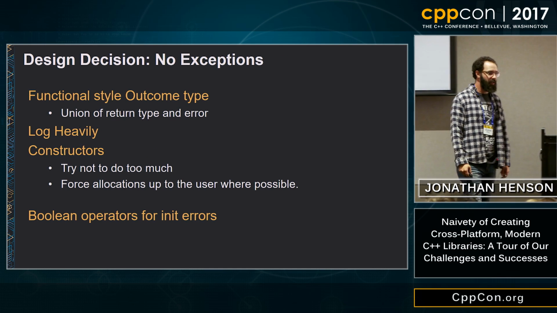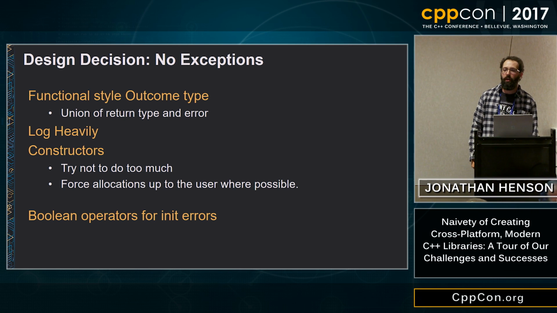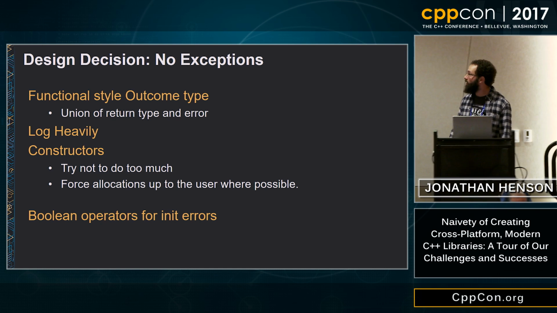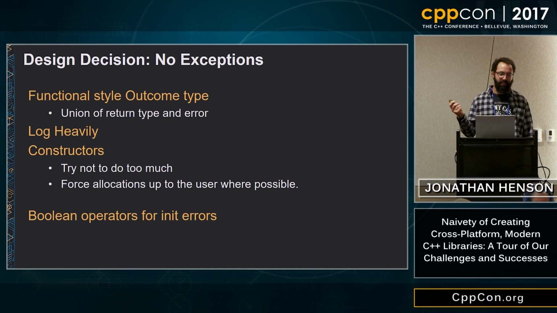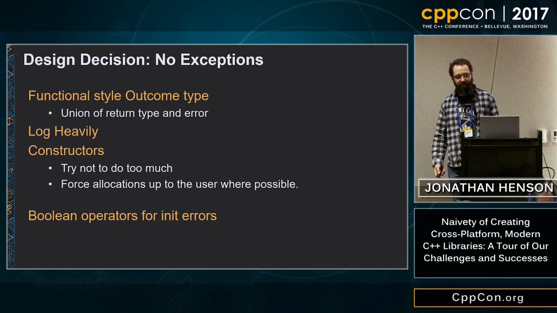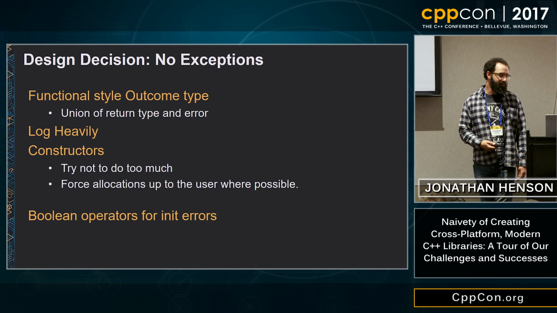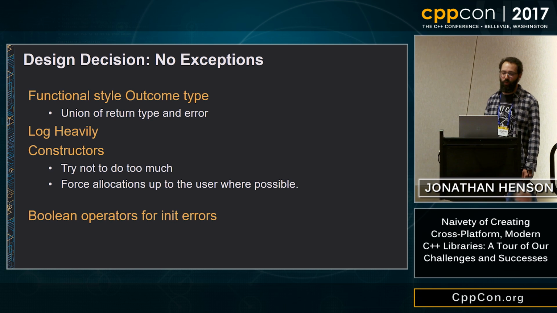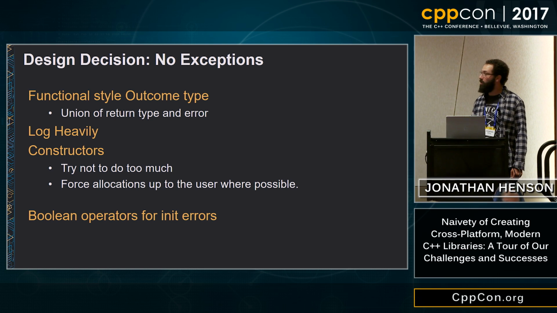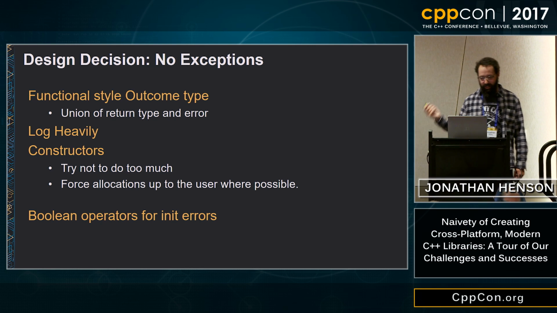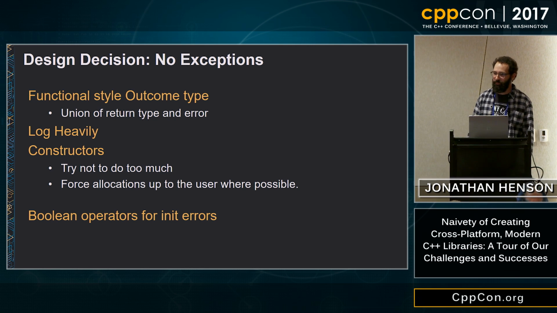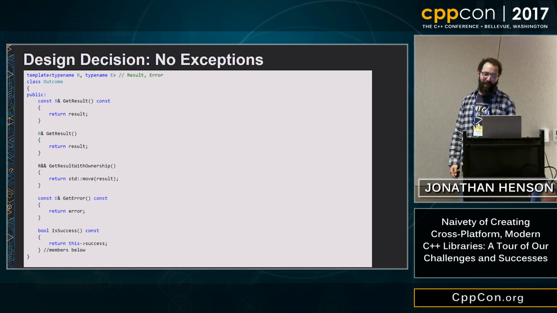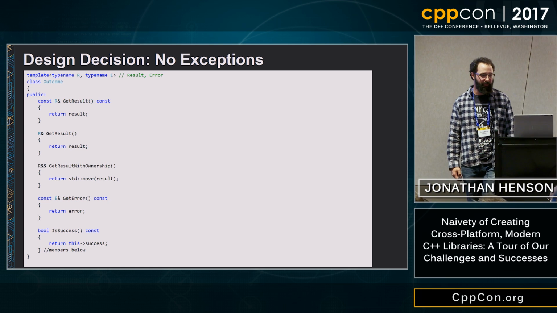Well, we stole outcome from Erlang, essentially, and used that. And it's just a union of return type and error. This actually gets a bit easier in C++17, where you don't need this at all. So I would recommend actually looking into that. We decided to log very heavily. Constructors don't do too much, and force allocations up to the user where at all possible. And that's the best we could do. Put a Boolean operator on it and say that initialization failed, and that's what we got. So here's a brief snapshot of the little wrapper around the exception union, or the outcome union.